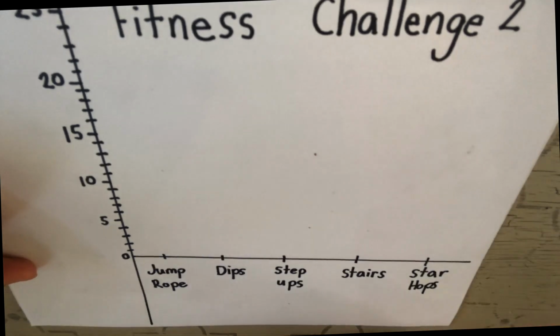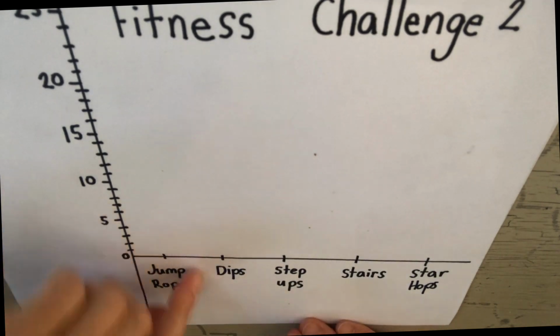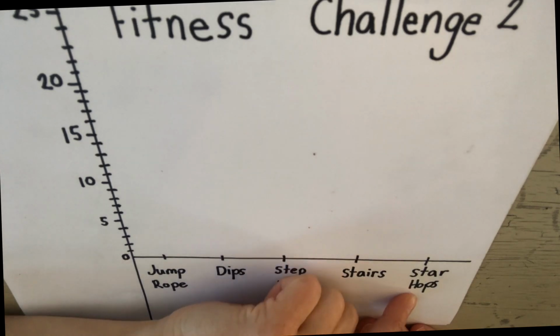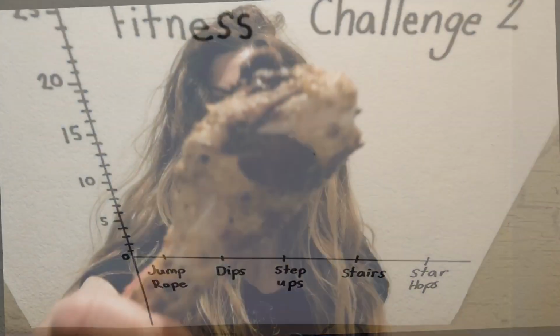Okay. Looks like I have everything written down that I need, but I need to collect the data. So I'm going to see how many times I can jump rope in 1 minute, how many dips I can do in 1 minute, how many step-ups, how many stairs I can climb in 1 minute, and how many star hops I can do in 1 minute. Then we'll come back, and we'll make our very cool bar graph. That's great.